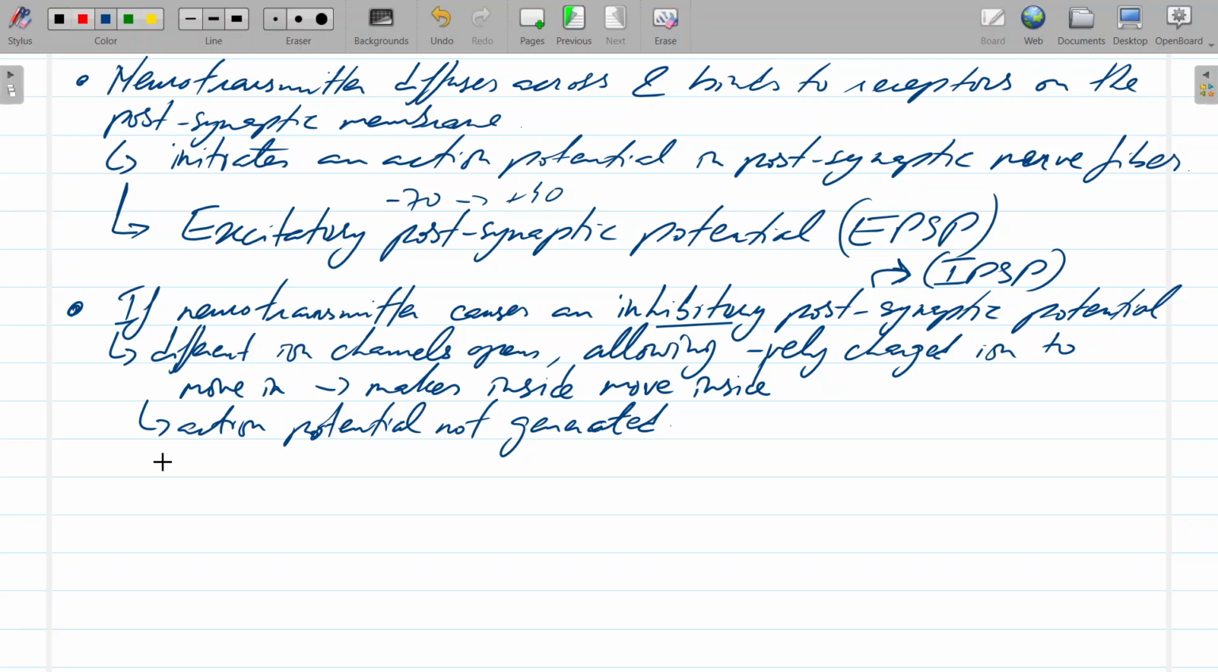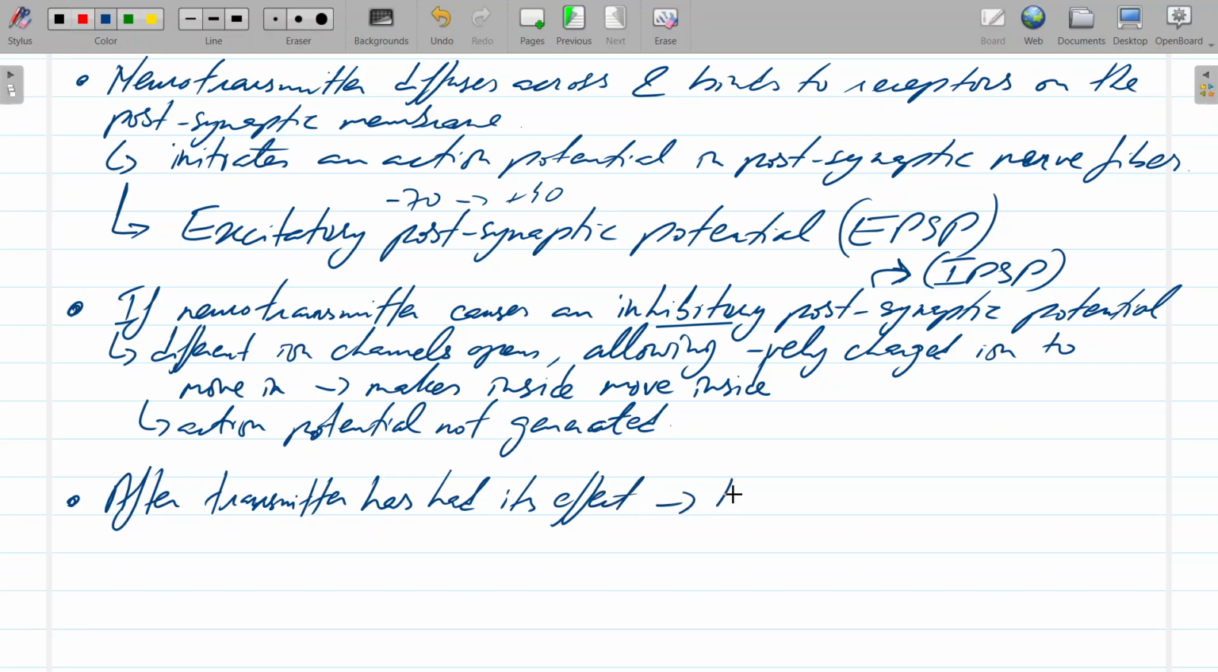Now, once the transmitter has done its job, you don't want it left bound to the receptors, because that will either cause a continuous excitation or continuous inhibition, and that's also a bad thing. So, after the transmitter has had its effect, it is broken down by enzymes, and that frees up the receptors.